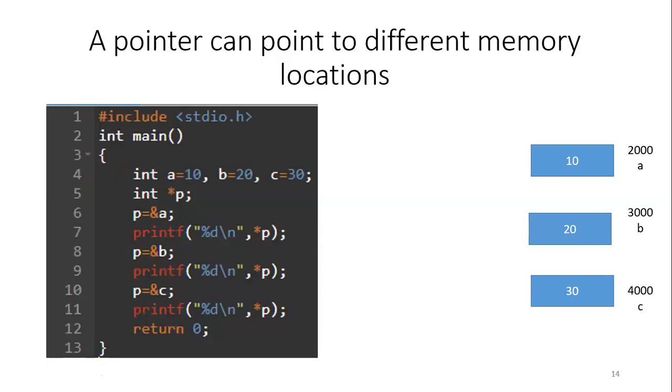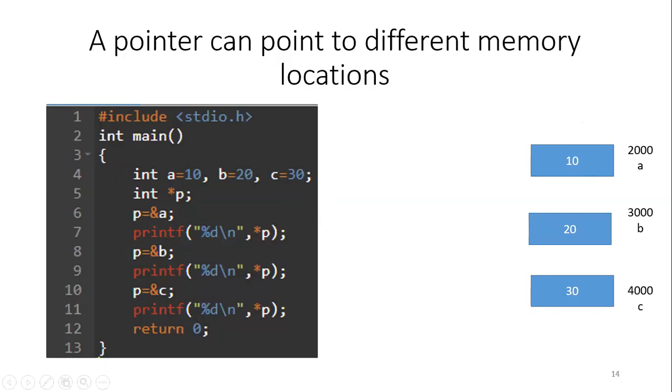Now let us see some more programs to understand the operators associated with pointers. A pointer during its lifetime can point to different memory locations. So let us consider one program to understand this particular point. I have declared 3 integer variables A, B, and C, and I have initialized them with values 10, 20, and 30 respectively. Then I declared P as a pointer variable which is pointing to an integer.